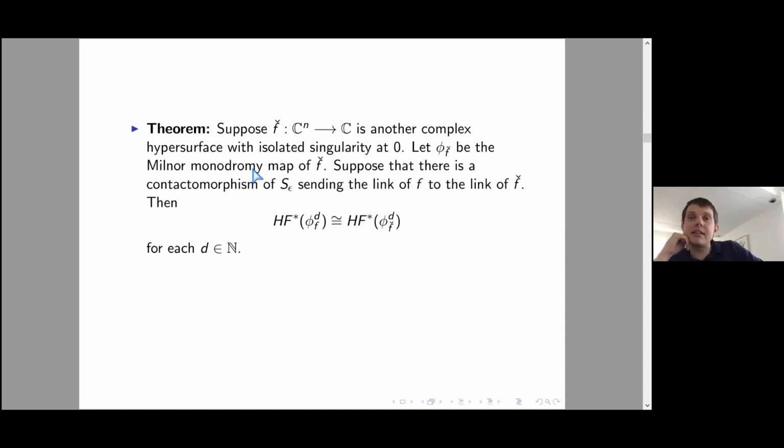Then the claim is that these Floer groups, the Floer cohomology of all powers of phi f and all powers of phi check f are identical. So these Floer groups are invariants of the link of f, viewed as a contact submanifold.